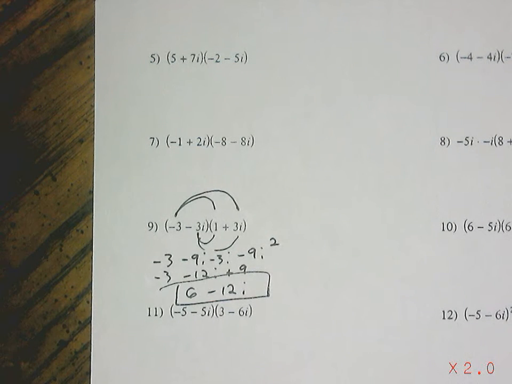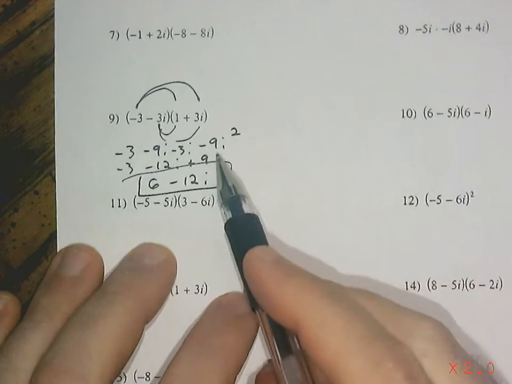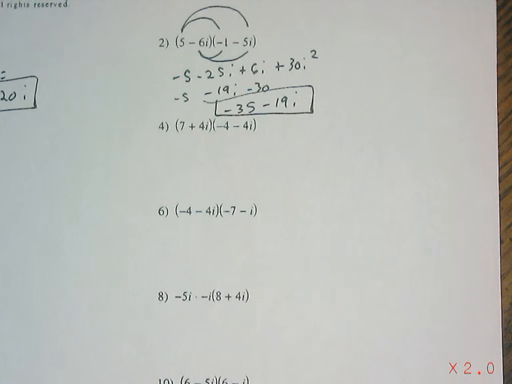Okay? So again, not too tough. Key thing there is just remember the i squareds become a negative 1. So if it was a negative number in front, it becomes positive. If it's a positive number, it becomes a negative. And other than that, this is pretty easy stuff.